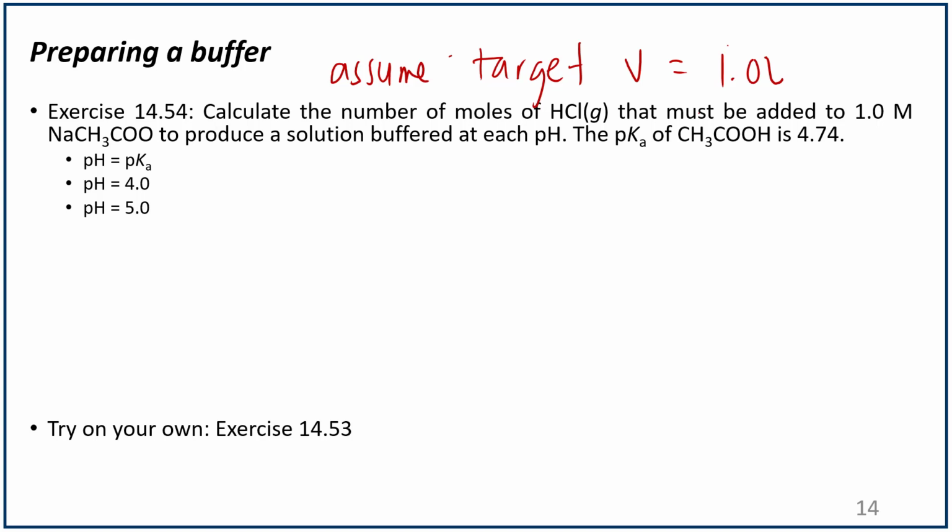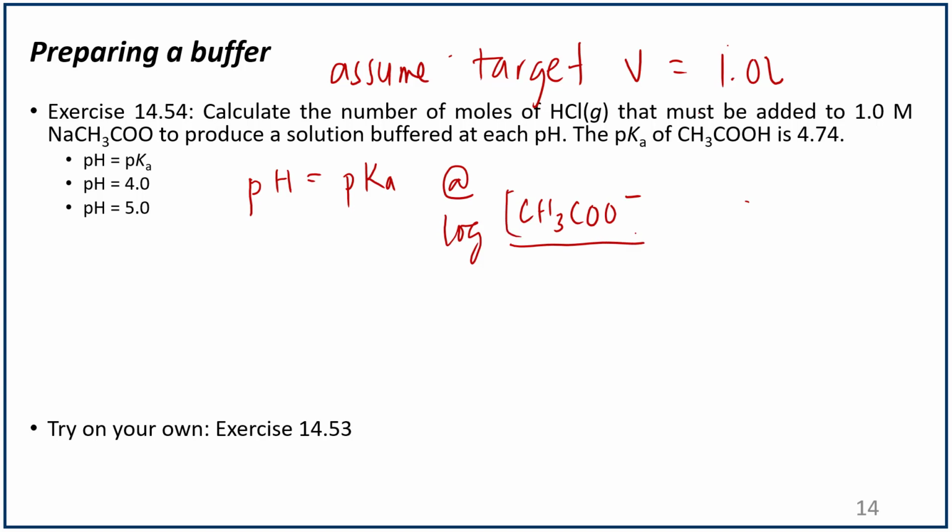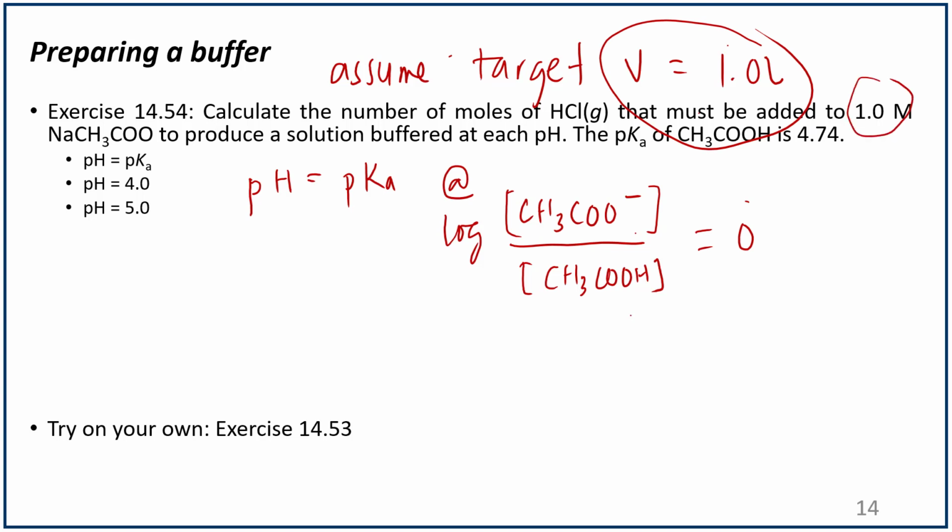Now at pH equal to pKa, remember that that is the scenario at which the log of the conjugate base, which for this case is the acetate ion, divided by the concentration of acetic acid, so this ratio should be equal to 1, and the log of 1 should be equal to 0. What I'm trying to say here is, if we're targeting to prepare 1 liter of solution, we currently have 1 molar of sodium acetate.